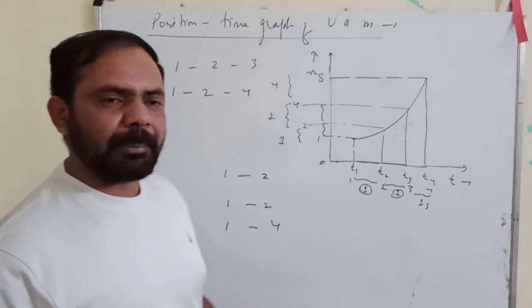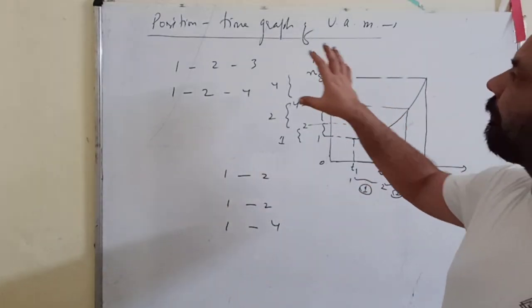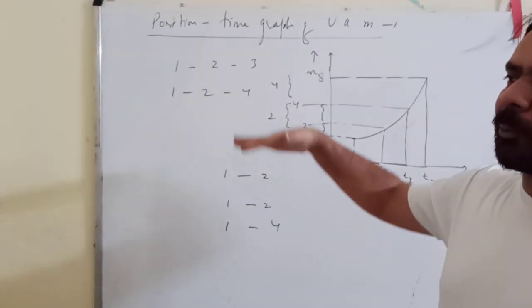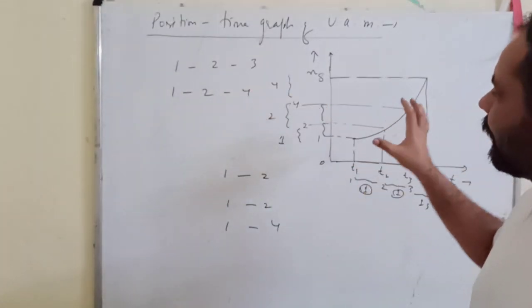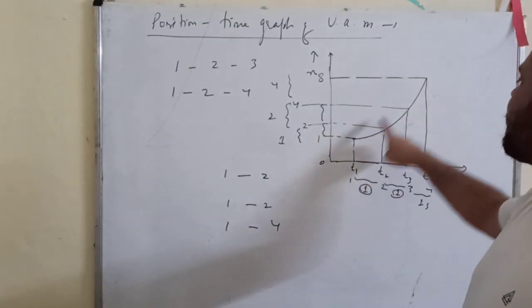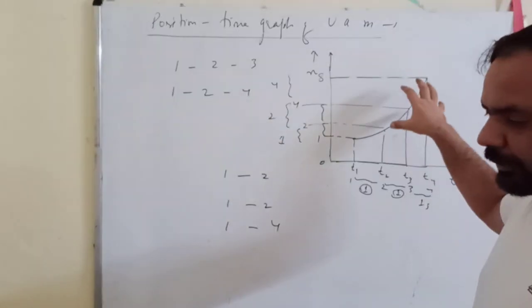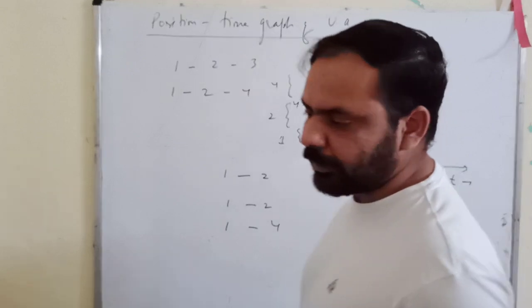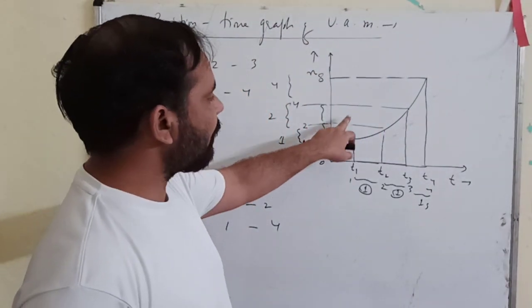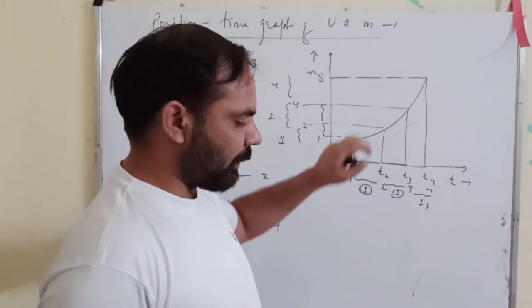Uniformly accelerated motion means your speed is increasing equally in equal intervals of time. Speed is changing, so you are not going to get a straight line. You will get a smooth curve like this. This type of graph will give you the uniformly accelerated motion in terms of a position time graph.